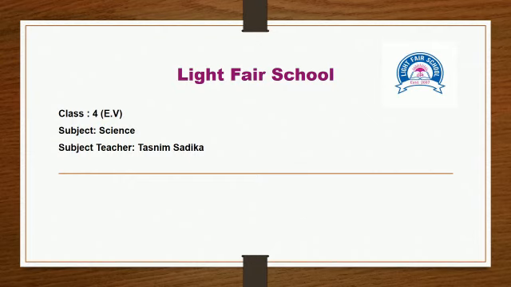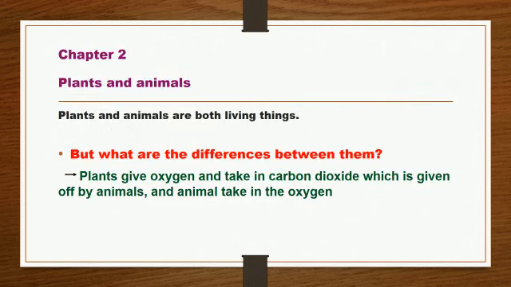Today I am going to take a science class. Today we are going to learn about chapter 2, which is plants and animals. Plants and animals both are living things. But what are the differences between them? The big difference between them is that plants give oxygen and take in carbon dioxide, which is given off by animals, and animals take in the oxygen. There are many more differences between them. So let's check this out.